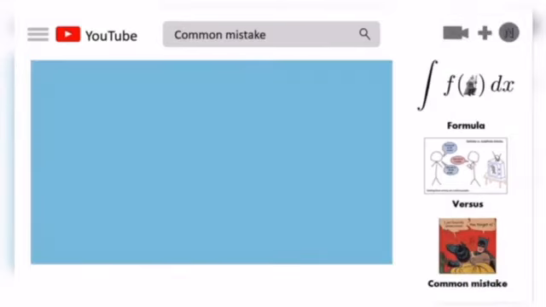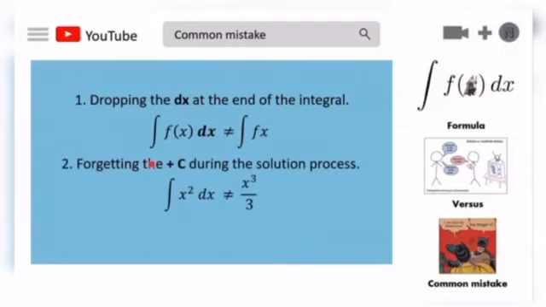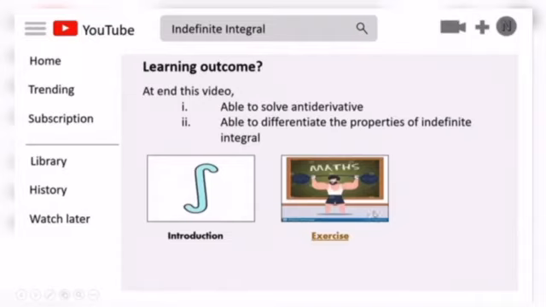There are common mistakes that we need to watch out for. First, dropping the dx at the end of the integral. The integral of f(x) dx is not equal to the integral of f(x), because dx is the symbol of the derivative. Next, forgetting the plus c during the solution process. When we integrate x squared dx, it is not the same as x cubed over 3. Even though this is a correct start, we need some exercise.